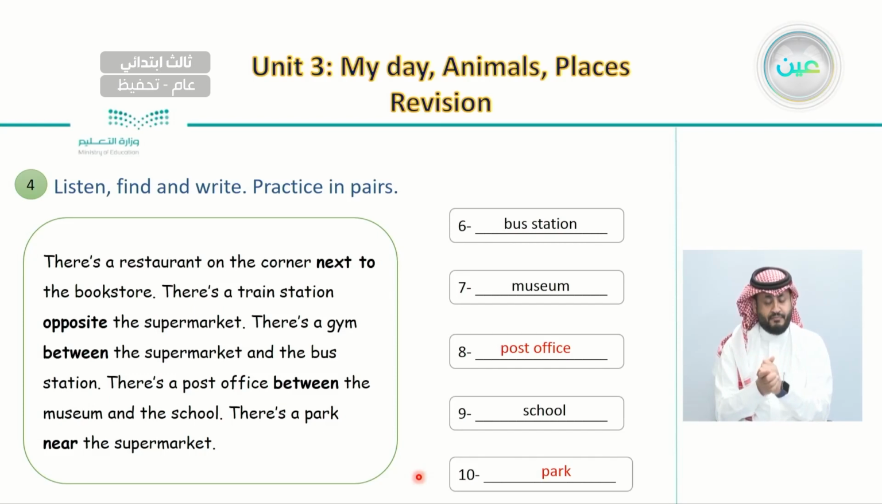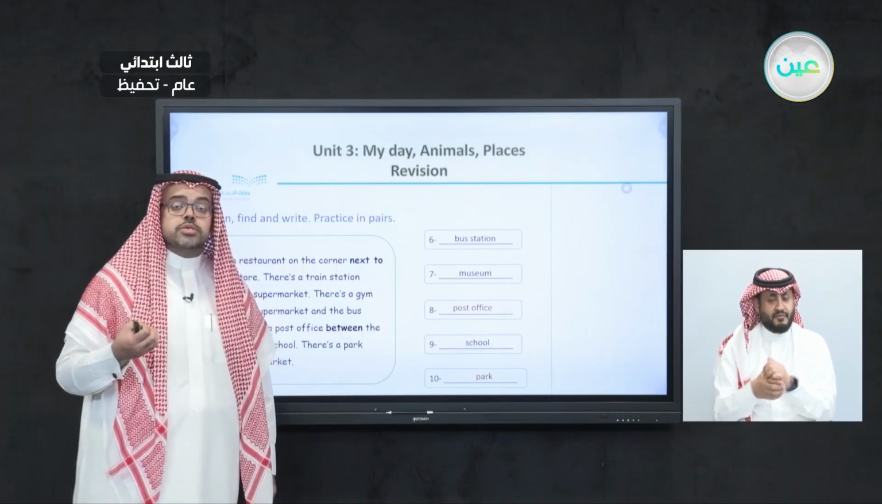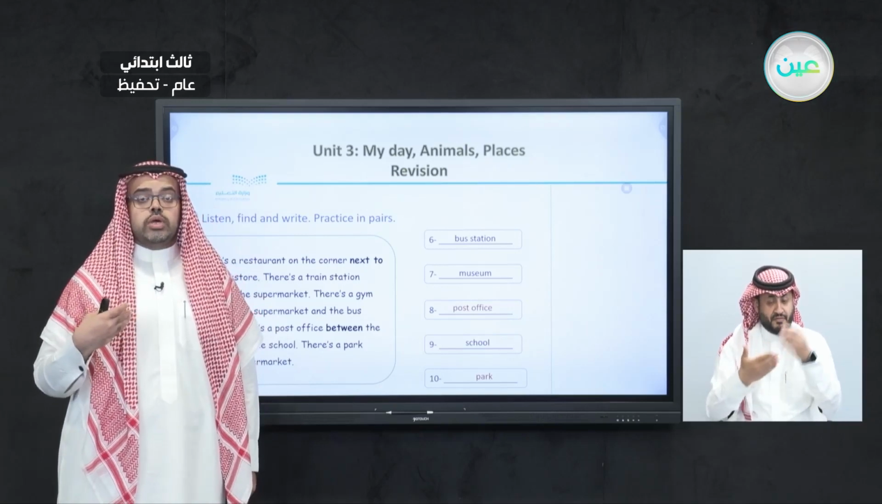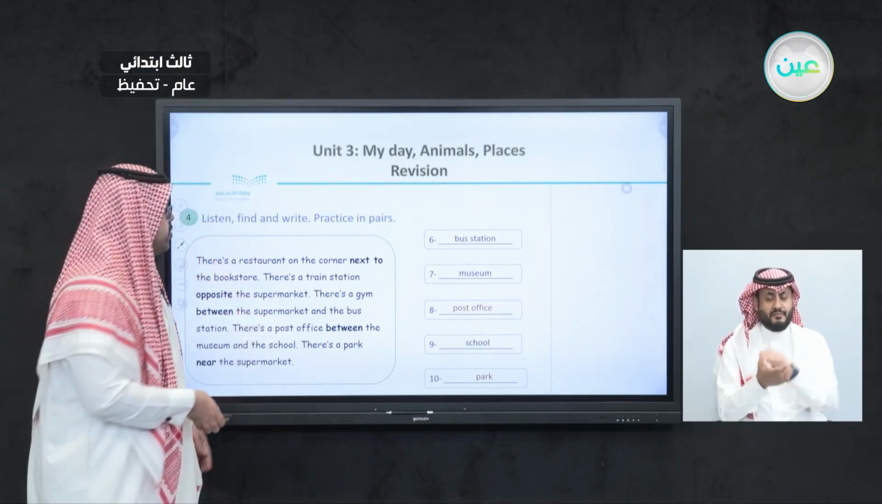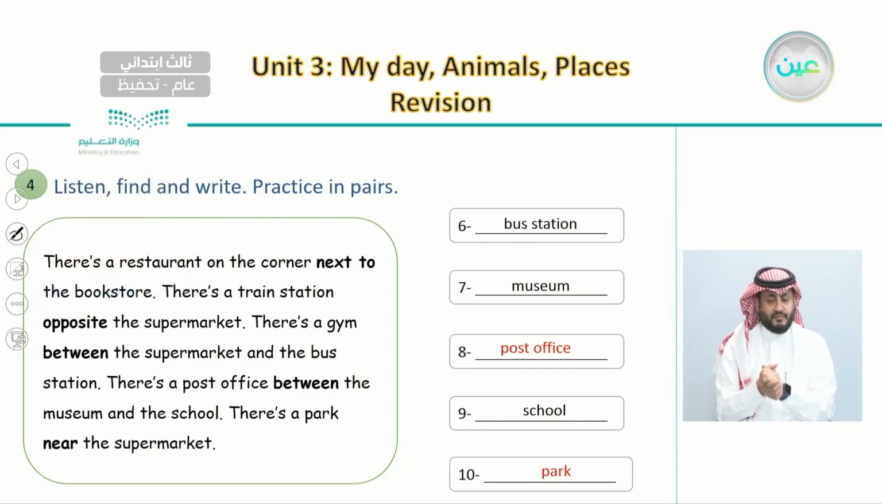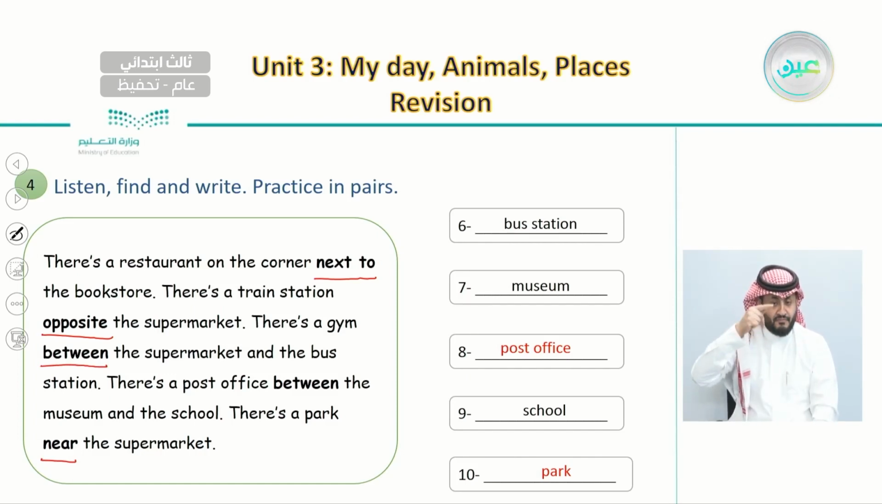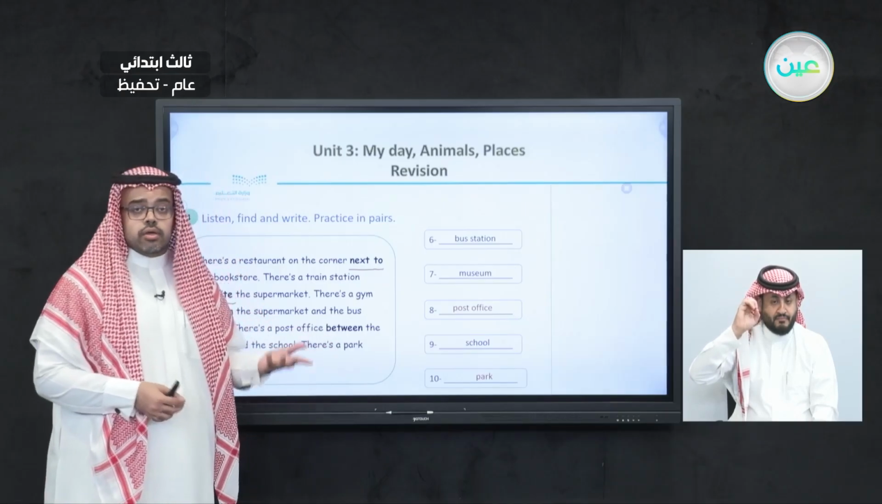So not only this, but also during this text we did read some of the important prepositions that can help us sometimes when we are describing a place. And these prepositions are, for example, the first one is next to. And also we have opposite. And also we have between, and we have near. So here we have 4 important prepositions we can use when we are describing places.